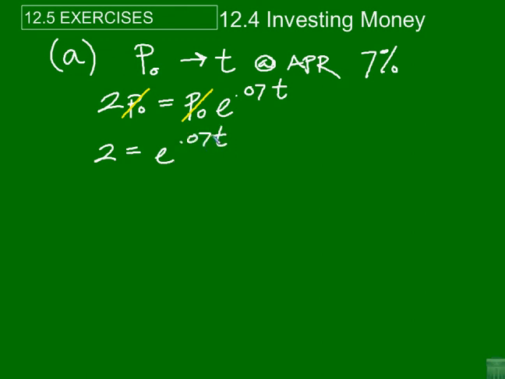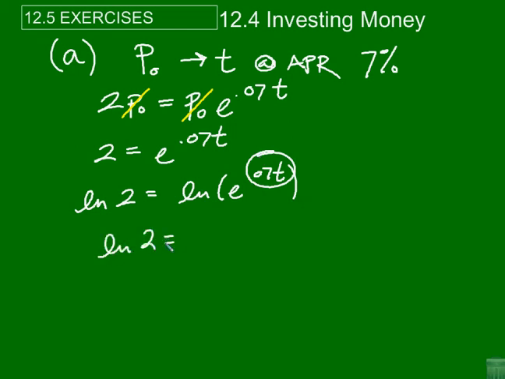To solve this, I'm going to take the natural log of both sides. ln of 2 equals ln of e to the 0.07t. Well, the natural log of e to the x is just x. So this right here is going to take the place of my x. So I end up with the natural log of 2 equals 0.07t. So t is going to equal the natural log of 2 divided by 0.07. All right, well there you go.